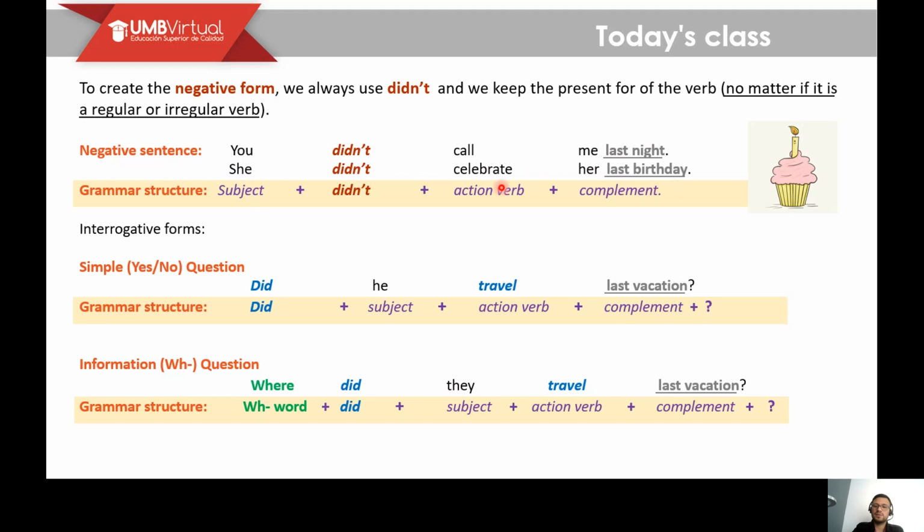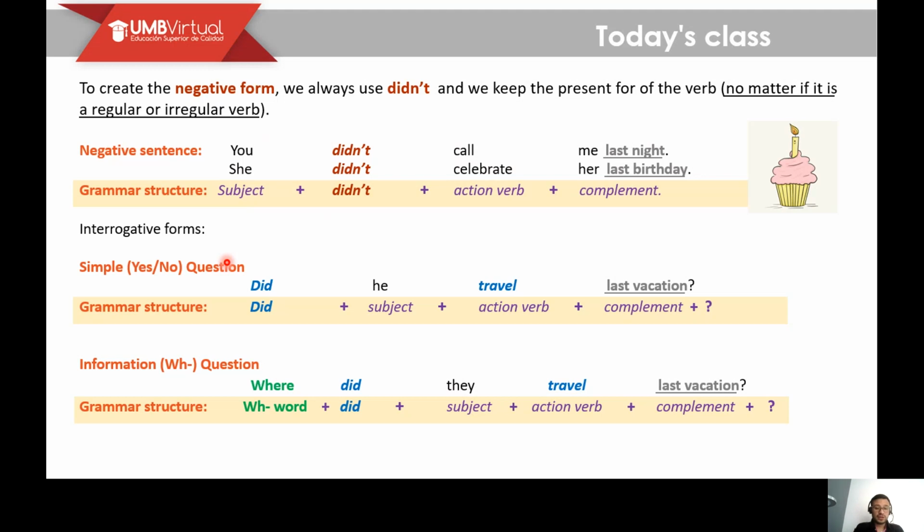She didn't celebrate her last birthday. Ella no celebró su último cumpleaños. Right? So you have subject plus didn't plus the action verb without any conjugation because remember you're conjugated with the auxiliary, and the complement. Listos hasta ahí.